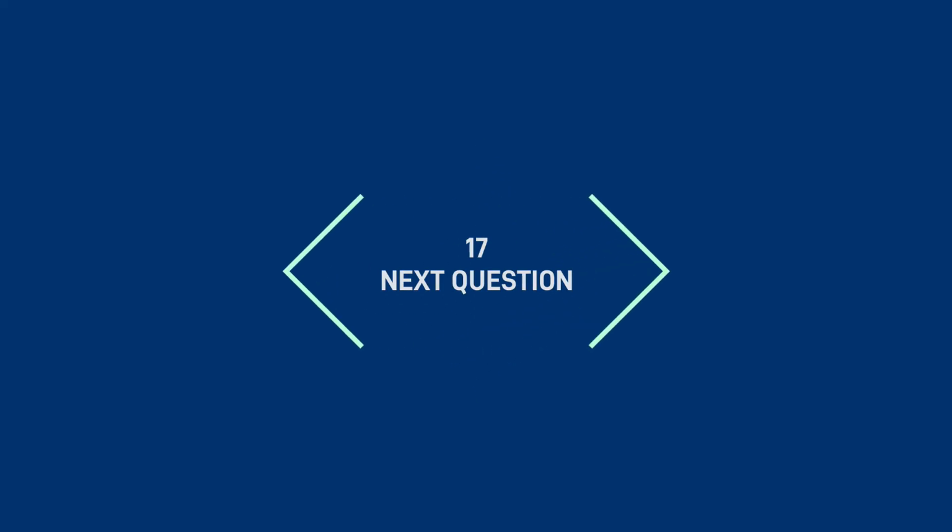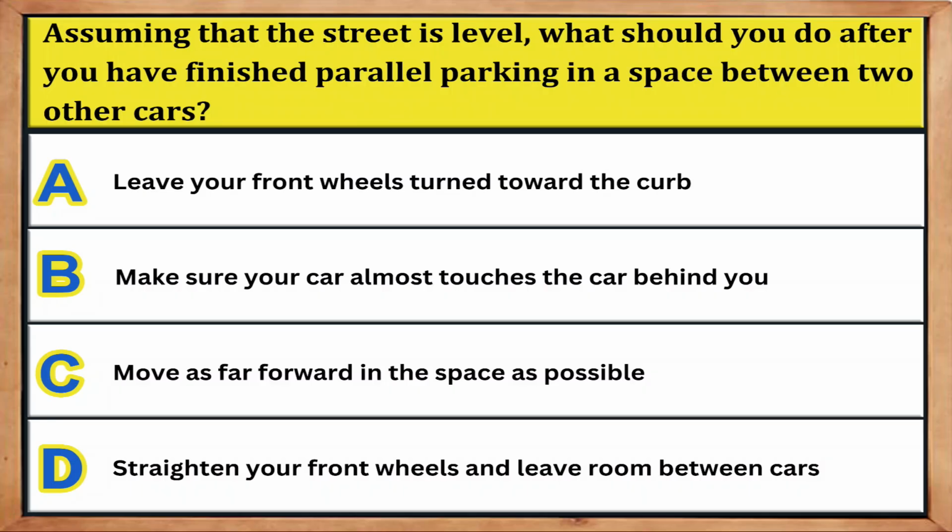The next question. Assuming that the street is level, what should you do after you have finished parallel parking in a space between two other cars? A. Leave your front wheels turned toward the curb. B. Make sure your car almost touches the car behind you. C. Move as far forward in the space as possible. D. Straighten your front wheels and leave room between cars.